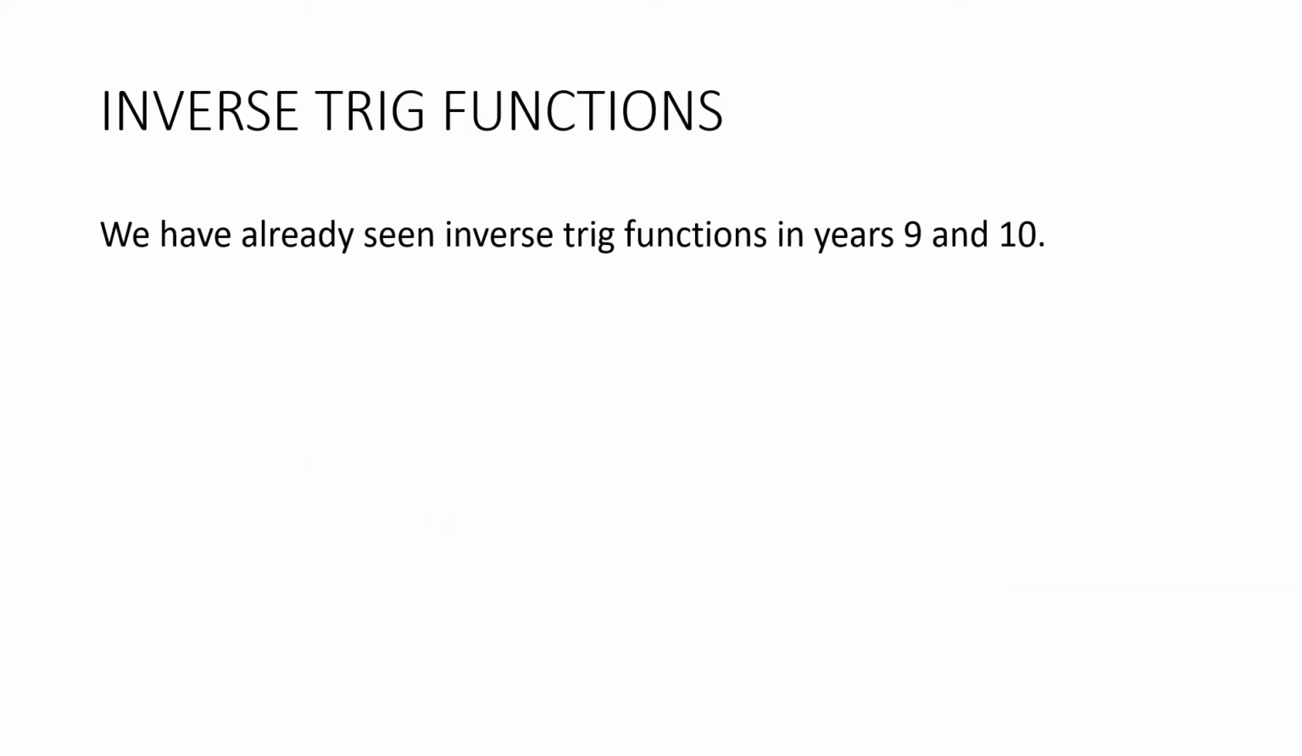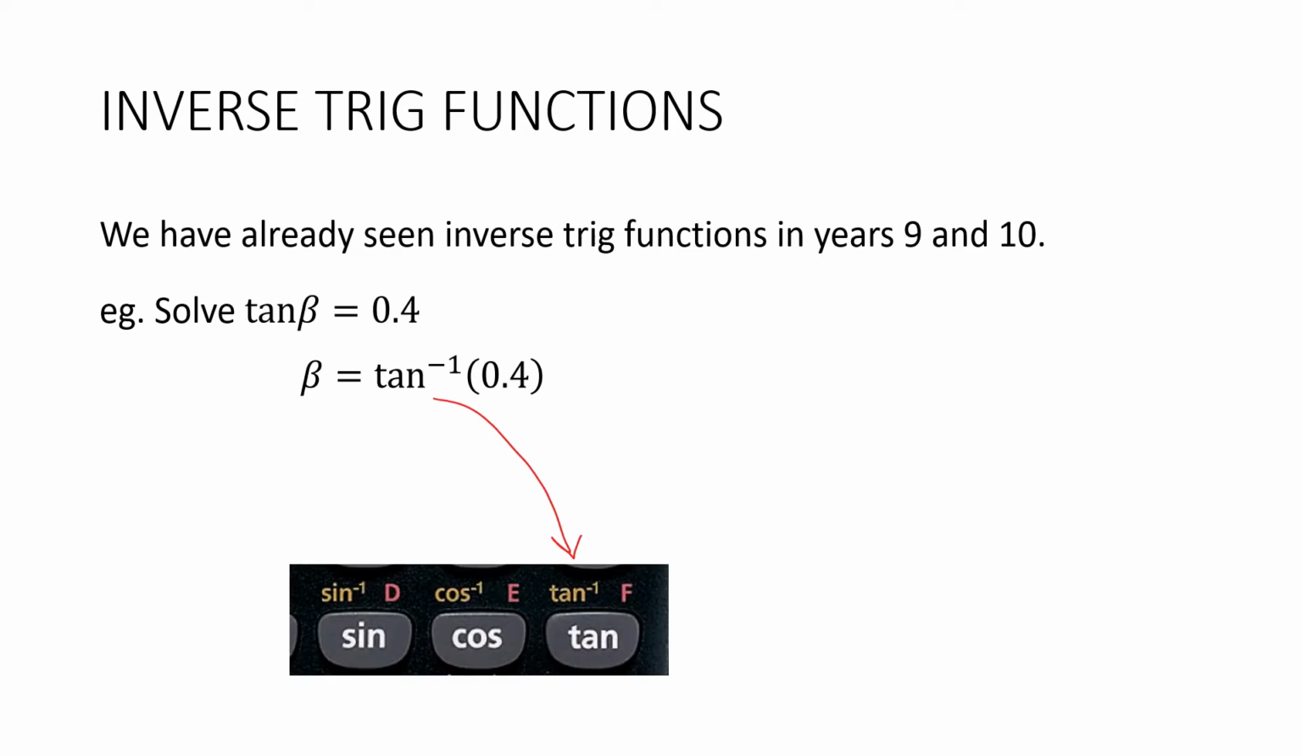Now we've actually already seen inverse trig functions in Years 9 and 10 when we wanted to solve something like tan beta is equal to 0.4. We want to solve for beta. We want to get rid of this tan. To take it over to the other side, it becomes its inverse. So beta is equal to inverse tan of 0.4. And on the calculator, it's sitting above the tan button. And the answer here is 22 degrees.